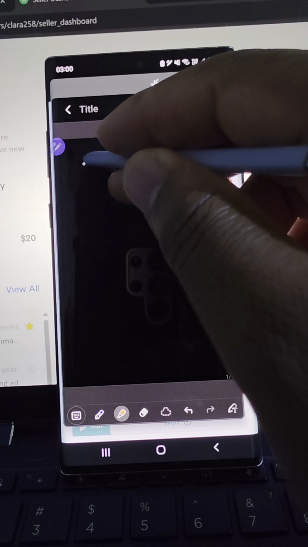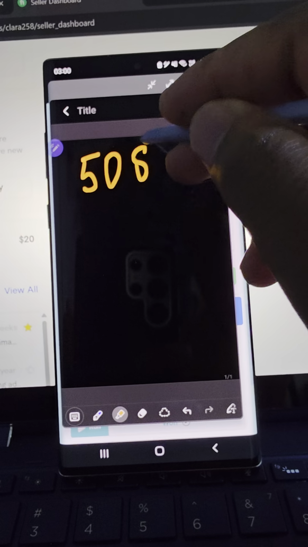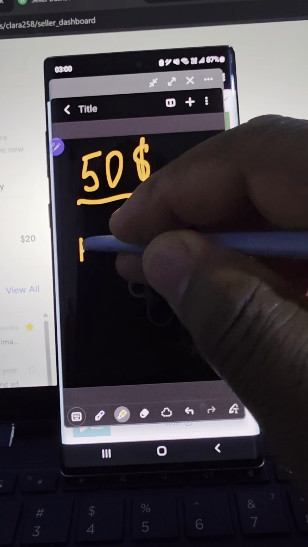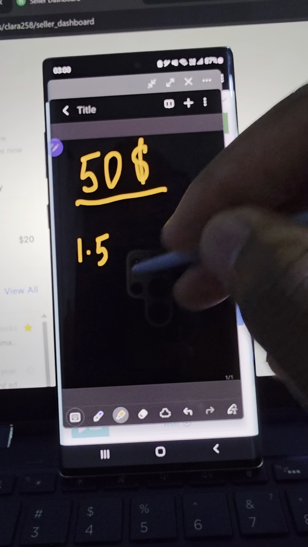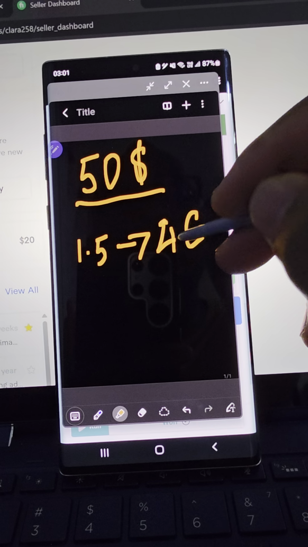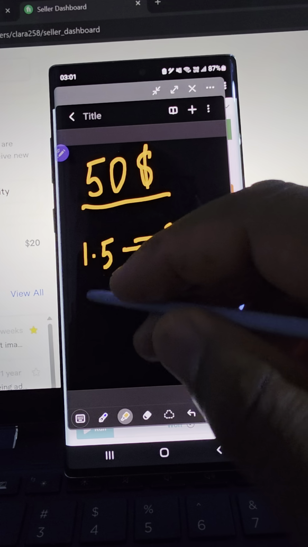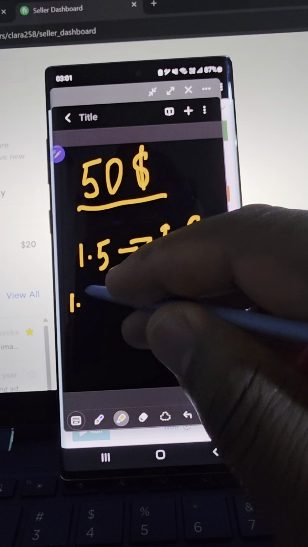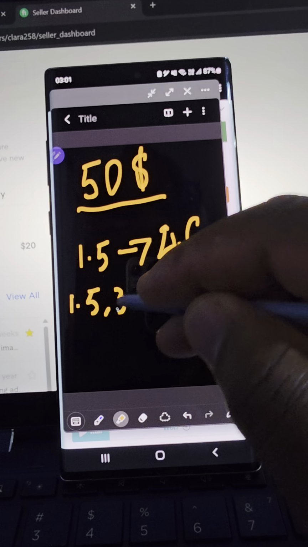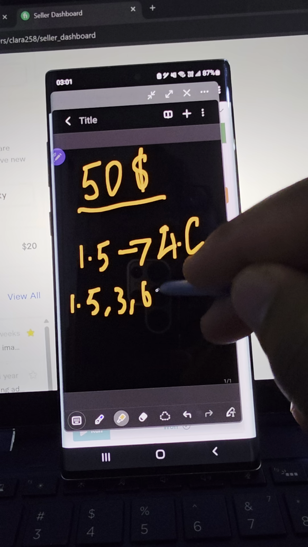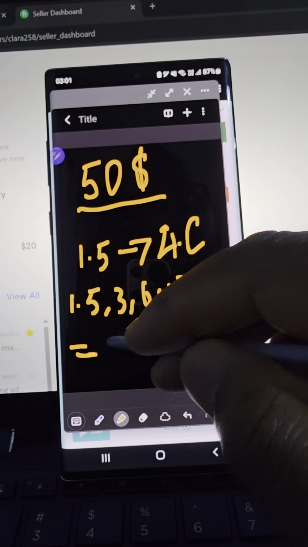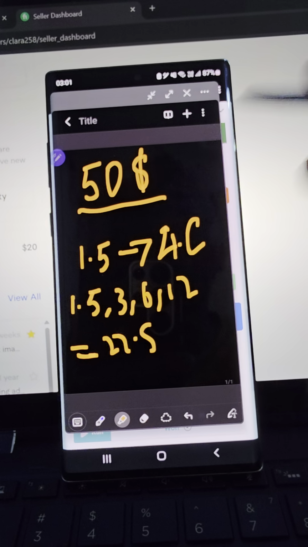Assuming you have $50, how much are you supposed to risk? I would advise you to stake something like 1.5 for consecutive losses. This is what I mean. For example, if you lose the first trade, that's 1.5. If you lose the second trade, it's 3. The third trade is 6. The fourth trade is 12. If you do a summation of this, it is 22.5 USD.